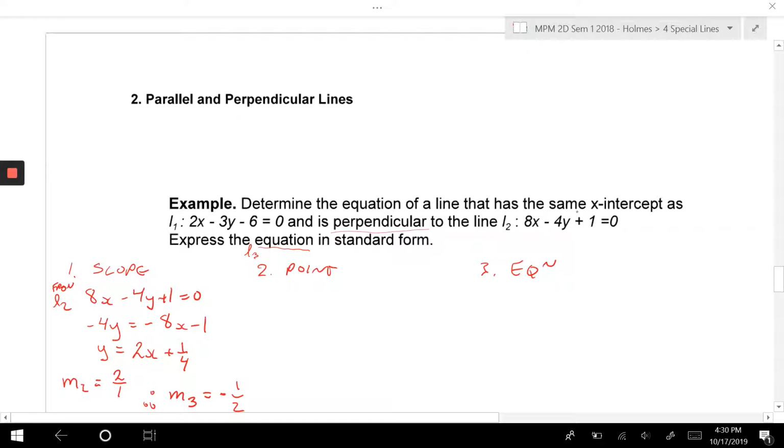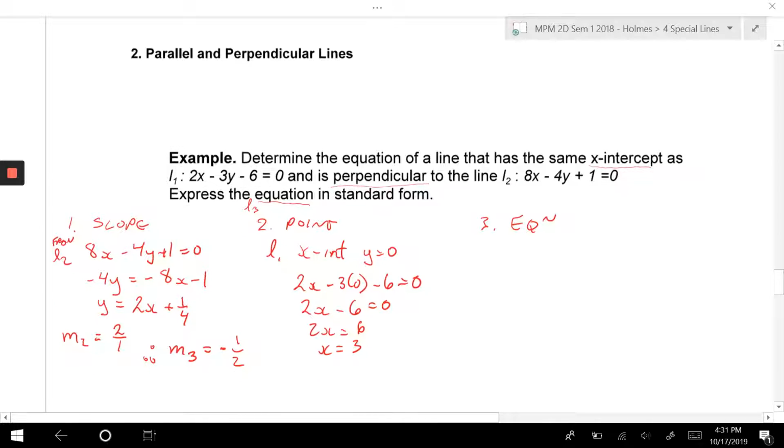The point I'm given, it has the same x-intercept as this line, as line 1. So line 1, I've got the x-intercept. The x-intercept crosses the x-axis when y is equal to 0. So I can take my line 1 and say that becomes 2x - 3 times 0 - 6 = 0. Normally, I wouldn't actually bother writing out the 3 times 0 because I know that when I substitute in 0, that term will just disappear, but it's just to highlight. That becomes 2x - 6 = 0. Add 6 to both sides. x = 3.